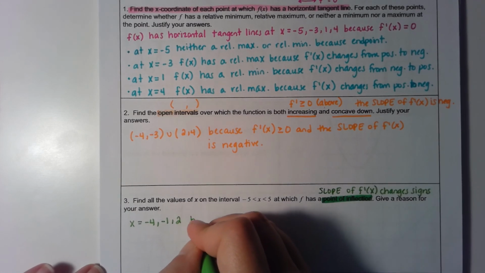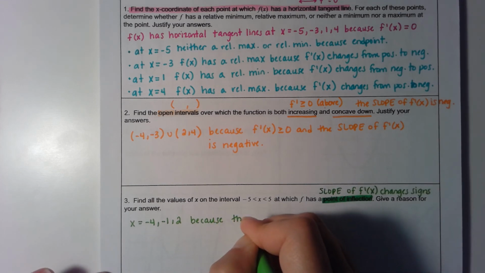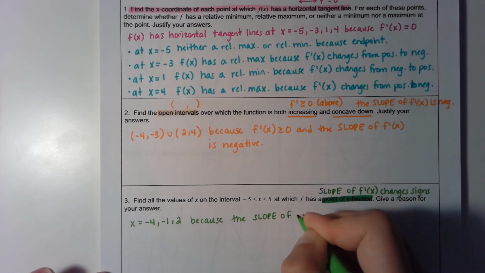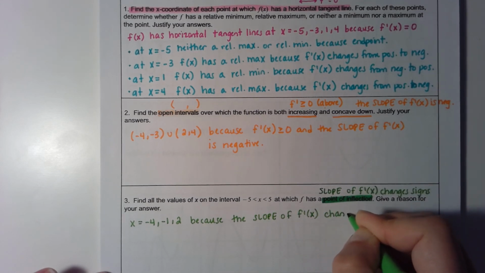And then I would say because the slope of f prime of x changes signs.